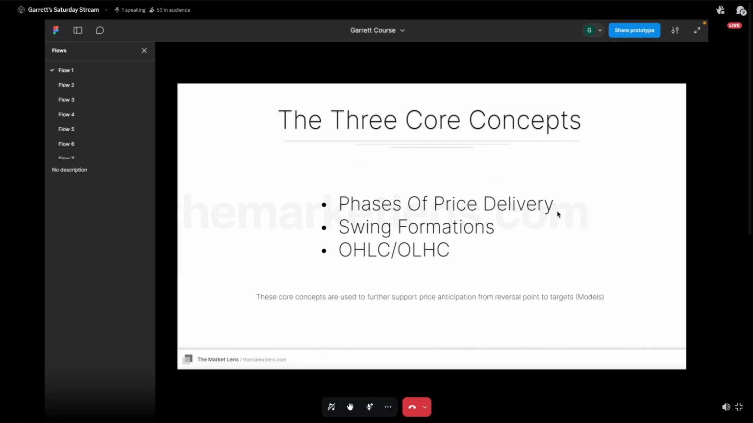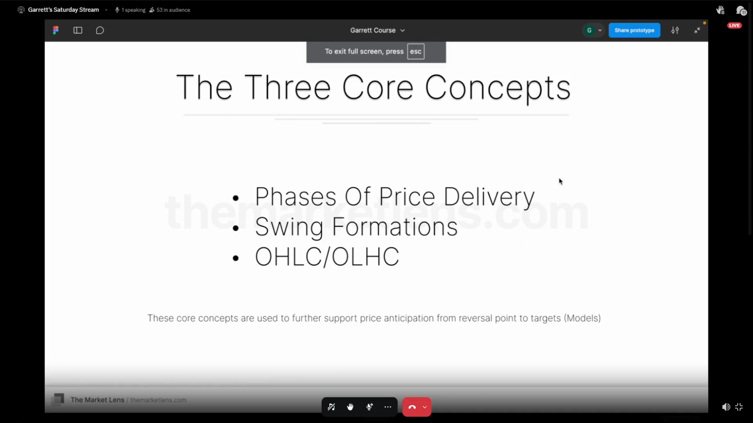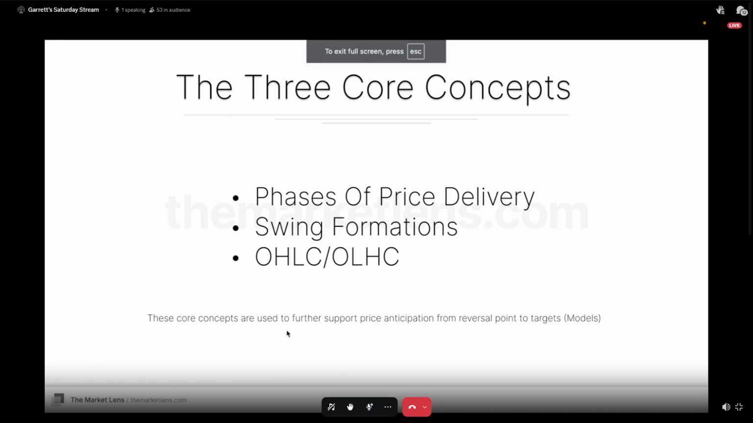So phases of price delivery, that's one of the core concepts. Swing formations on all time frames, and open, high, low, close, which means profiling essentially, and obviously models. So we're incorporating all of these things around models, which are just reversal points to targets, if you really think about it. That's it, right? So let's go ahead and full screen this real quick. So these concepts are used to further support price anticipation from reversal points to targets, models, right?